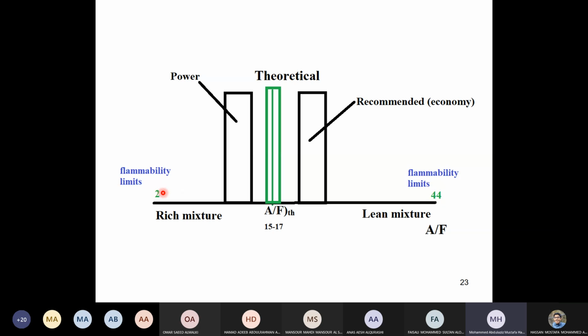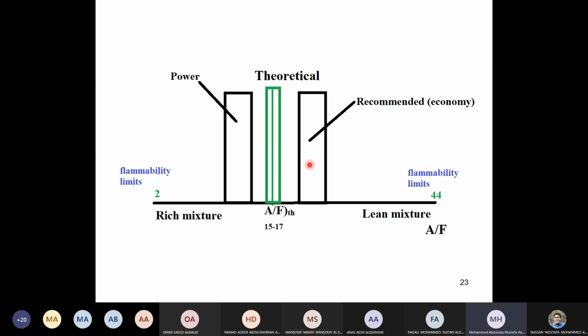If the air to fuel ratio is less than 2, it will not burn. If the air to fuel ratio is more than 44, it will not burn. Within this region, we have what we call the theoretical air. This is the theoretical air to fuel ratio, which means you have no extra fuel and no extra air, just the theoretical air, giving complete combustion.